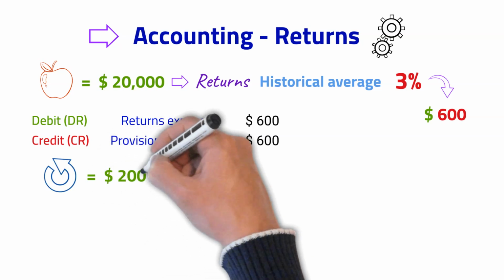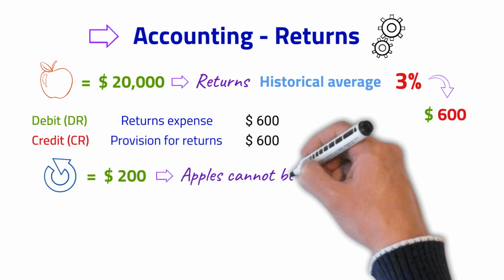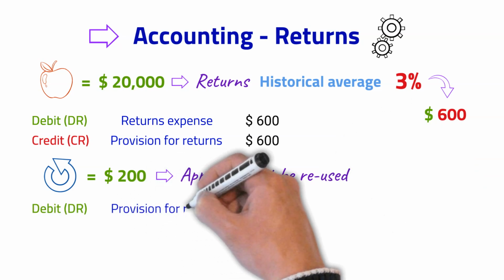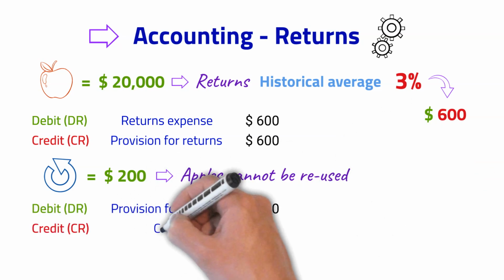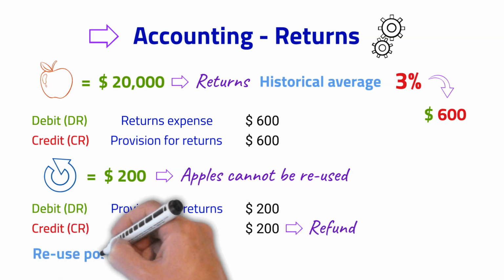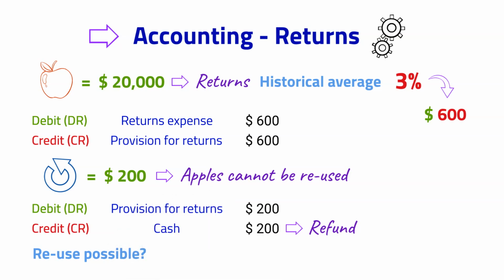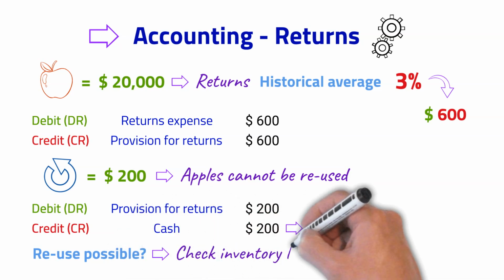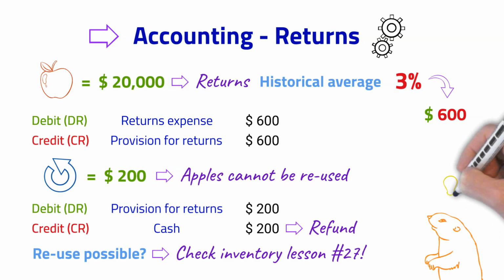When goods come back for $200, we record debit provision for returns, we used it, credit cash 200, we need to send a refund to our customer. What happens when we can reuse and resell our apples? We will put them back into inventory. How the returns of inventory are accounted for, see the top right corner for a lesson on inventory.